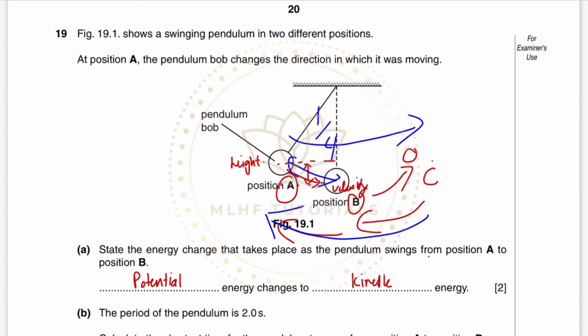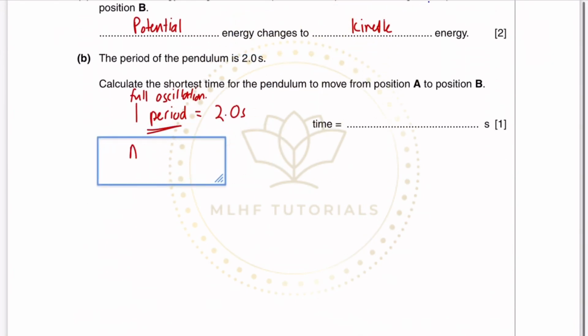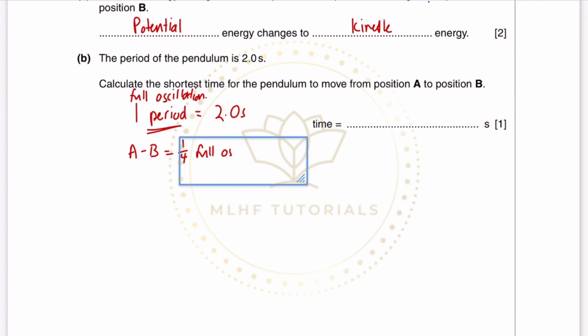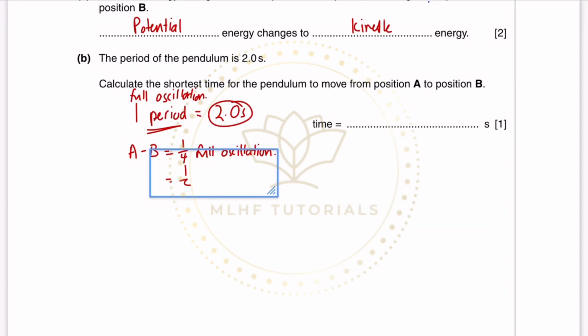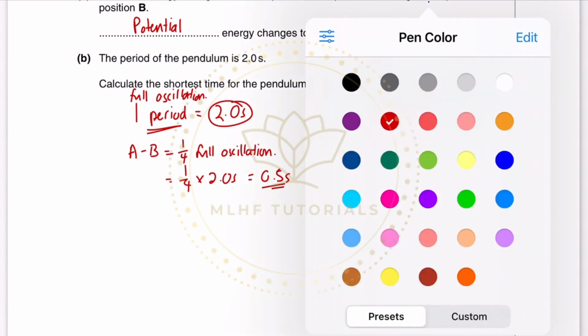So let's go back to the question. So A to B is only 1/4 of the full oscillation. So substitute the period or the time here. 1/4 of 2 seconds will give you 0.5 seconds. So the answer, or the time, is 0.5 seconds for it to move from position A to position B.